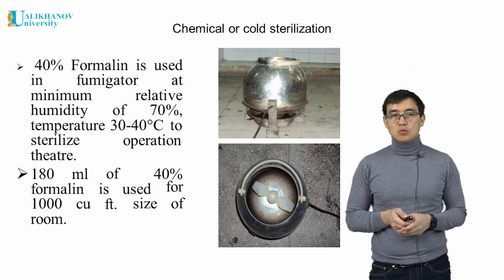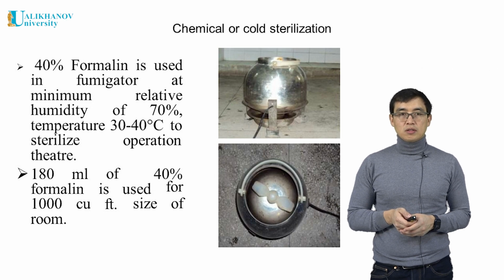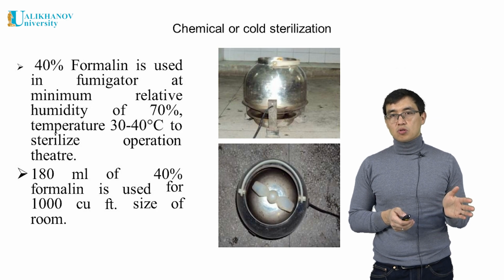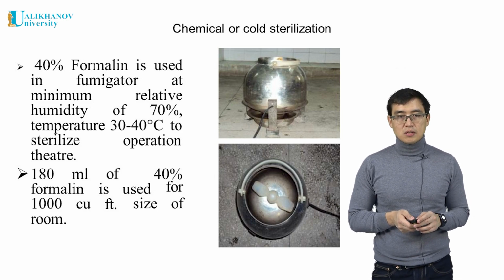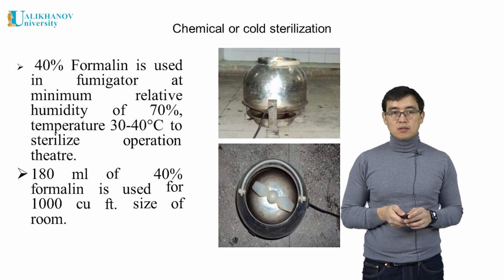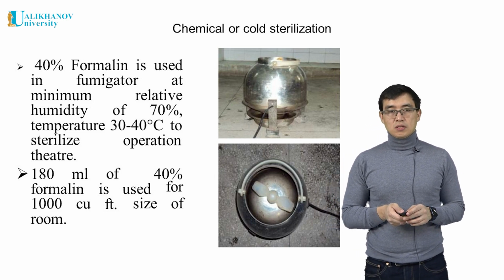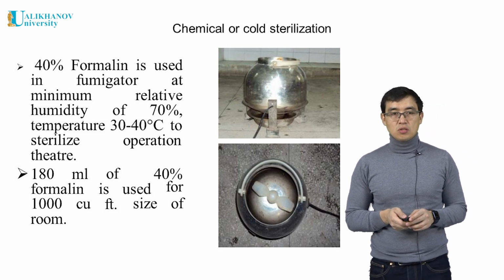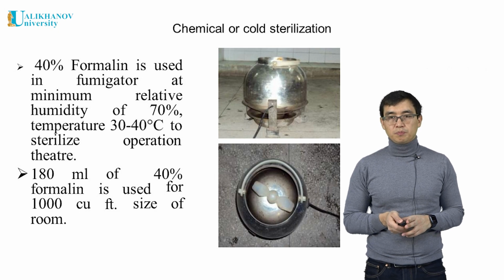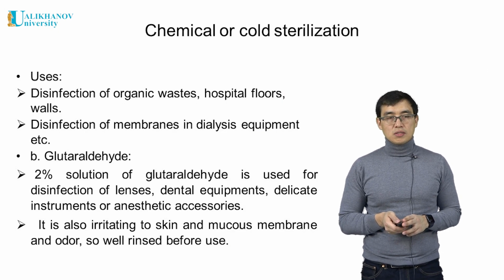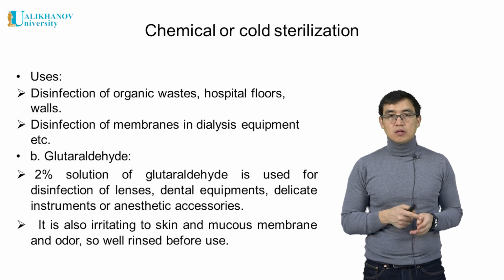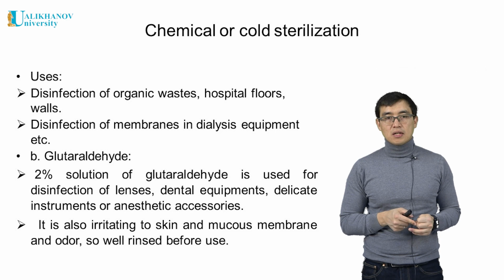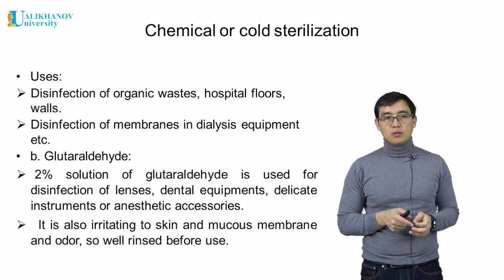40% formalin is used in the fumigator, with a minimal relative humidity of 70% and a temperature of approximately 30 to 40 degrees Celsius, to sterilize the operation theater. 180 milliliters of the 40% formalin is used for 1000 cubic feet of room size. It is used in disinfection of organic waste, hospital floors, walls, disinfection of membranes in dialysis equipment, and so on.